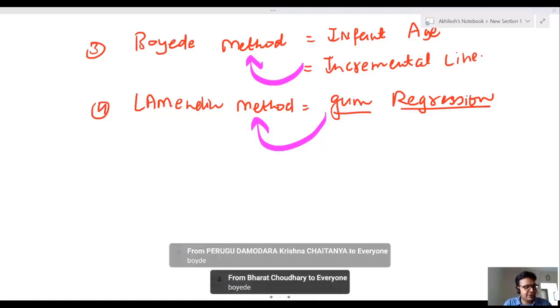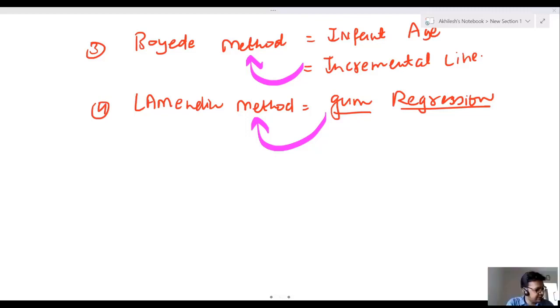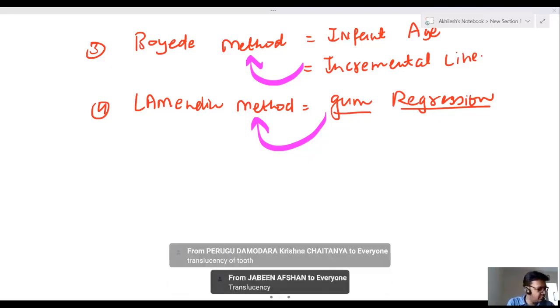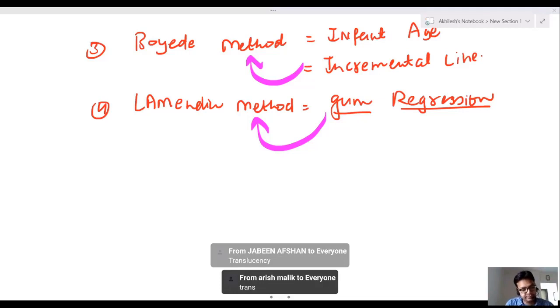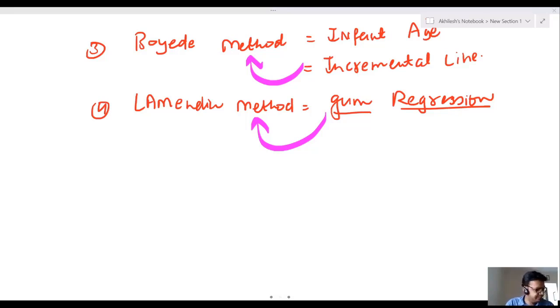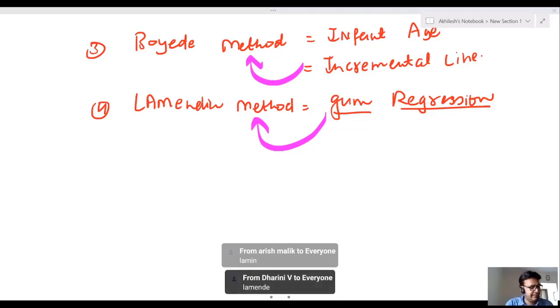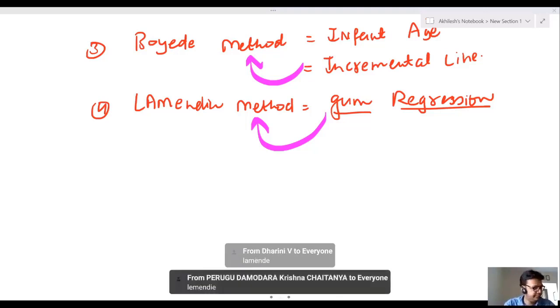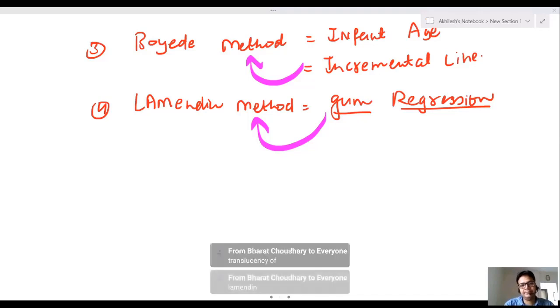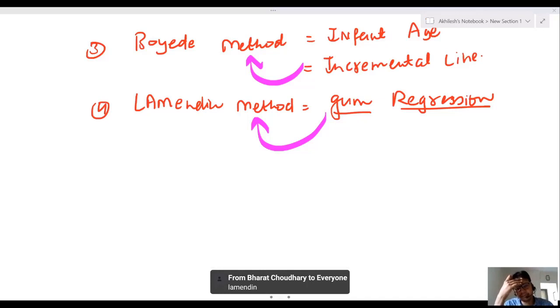Which is the best criteria for Gustafson method for age estimation? Translucency. Translucency of tooth. Very good. Gum regression is used in which method? Yes, Lemon-Dee method. Translucency of tooth, gum regression, Lemon-Dee method.